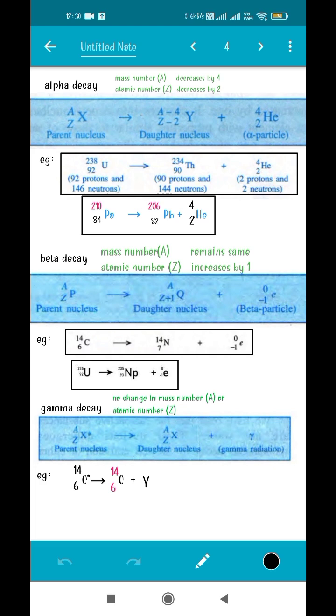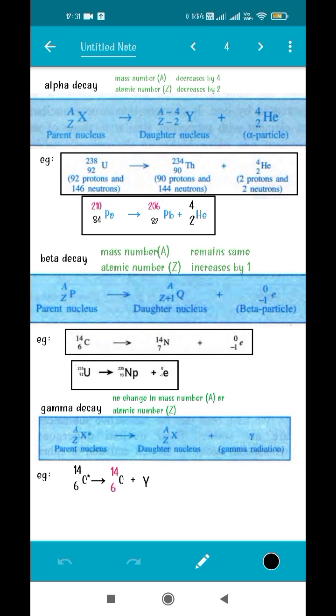Now for beta decay, what happens? The mass number will not change, it will remain the same. Why? Because beta particles are actually electrons, and electrons have negligible mass, so there is no change in mass, but the atomic number will increase by 1. See the examples. Carbon 14, 6 is becoming nitrogen 14, 7. The mass number is not changing, but the atomic number is increasing by 1, from 6 to 7, and an electron is removed. You can also write beta particle. You can use that symbol also.